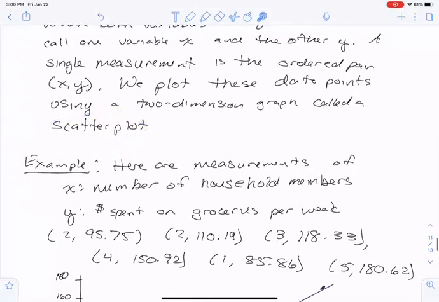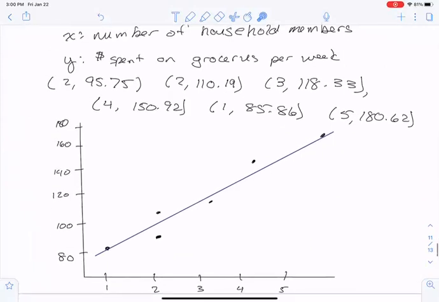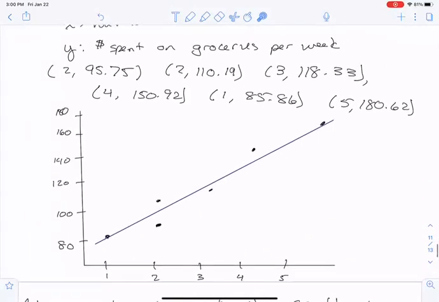So if we just look at a brief example, we might want to know the number of household members and the amount of money they spent on groceries per week. So a 2-person household may have spent $95.75, whereas a 3-person household may have spent $118.33, whereas a 5-person household might have spent upwards of $180 on groceries. If we were to plot those points, we would get something that looks approximately like this: a data point here and here.